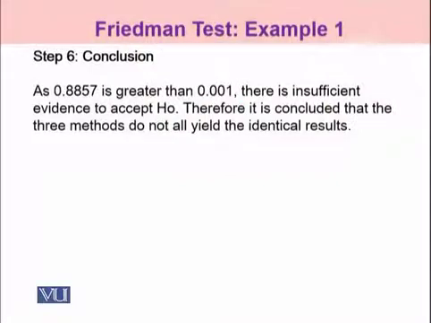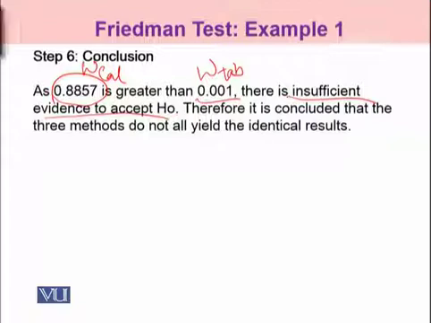So the conclusion we are going to draw is that our calculated value for W is greater than our W tabulated value that we have obtained from the Kendall's coefficient of concordance table. So there is insufficient evidence to accept our null hypothesis. Therefore, we conclude that the three methods do not all yield the same results.